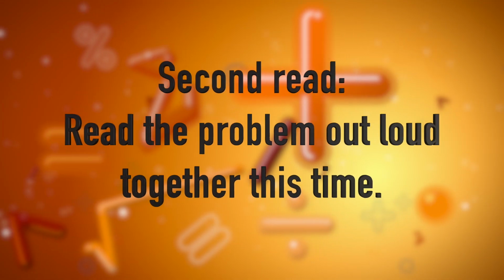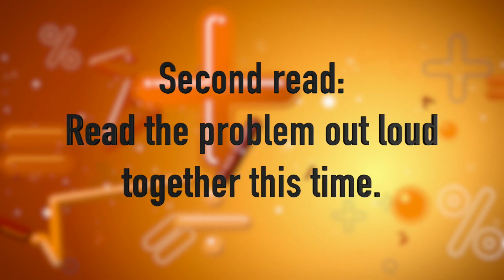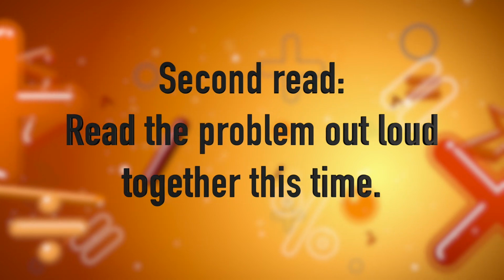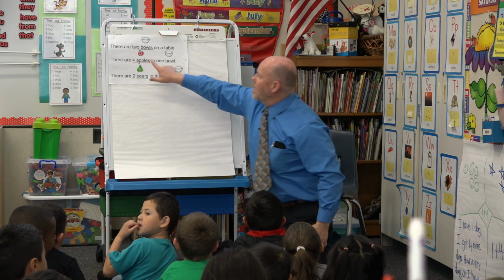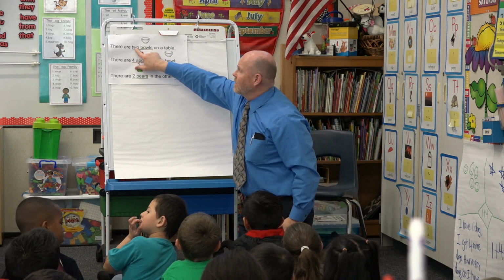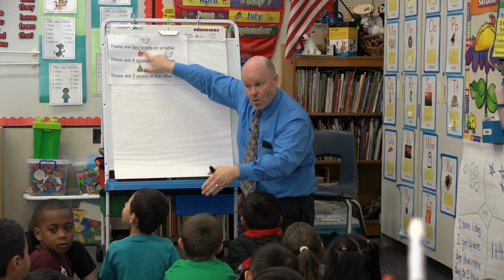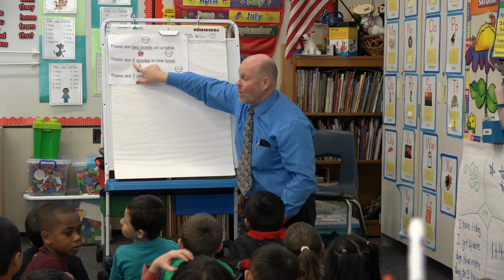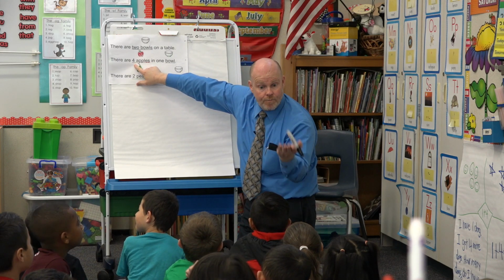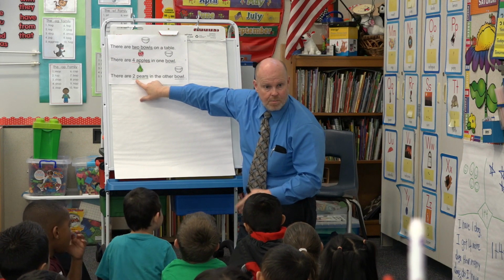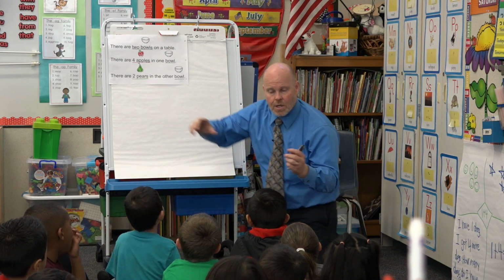Okay, we're going to read it together this time. We're going to try and read it together as a class. So if you want to try and say the words, this time I want you to say the words. But when we get here, I want everybody to say bowl. 2 bowls. And when we get here, I want everybody to say 4 apples. And when we get here, I want everybody to say 2 pears. Good. You ready?